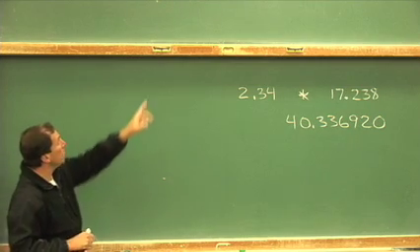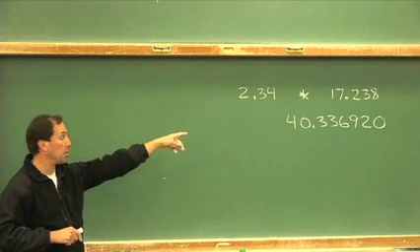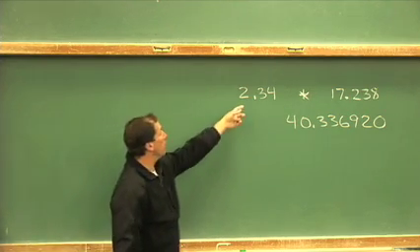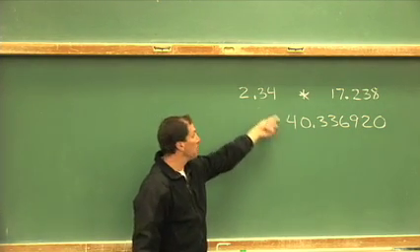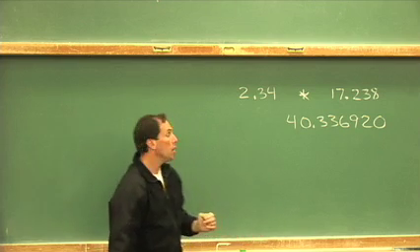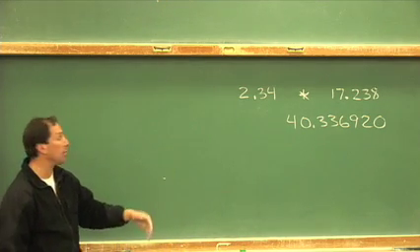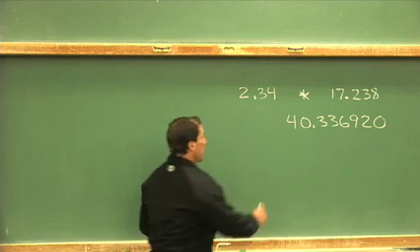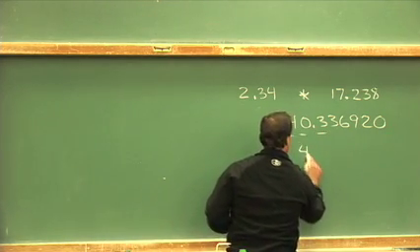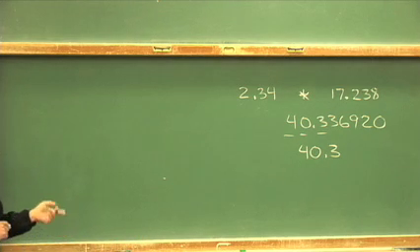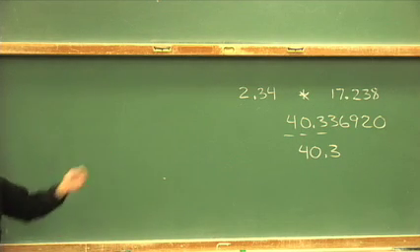For multiplication and division, here we just did multiplication, we use what's called the weakest link. This value has 3 significant figures. This value has 5. When I'm all finished, I need to report my answer to the weakest, or the lowest number, being 3 in this case. We know this value to be 40.3, and we don't know the rest of it.